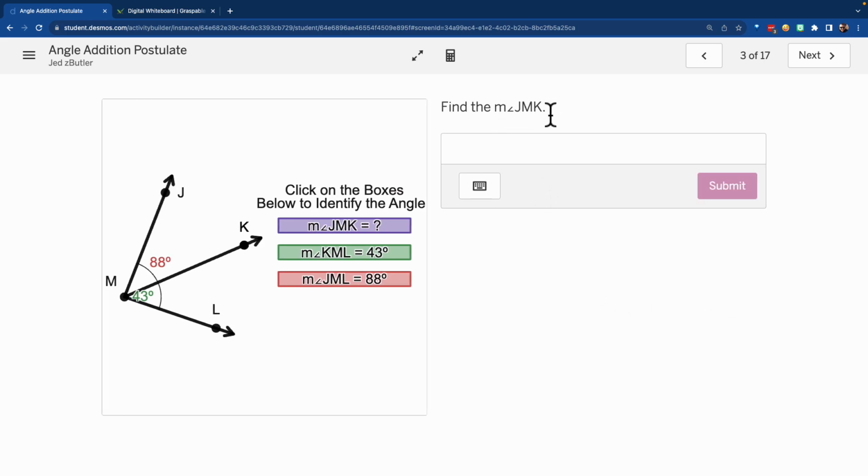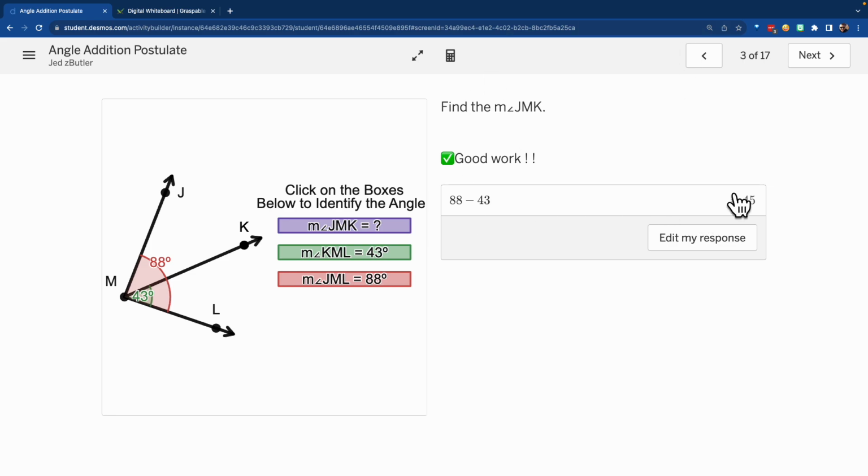Next, find measure of JMK. JMK is the purple one. That's that little piece there. If I know the total is 88 and the green is 43, then I'm trying to find this purple one. So 43 plus something equals 88. Another way that I could write that as just one expression is 88 minus 43, which gives me 45. Good work. Excellent.